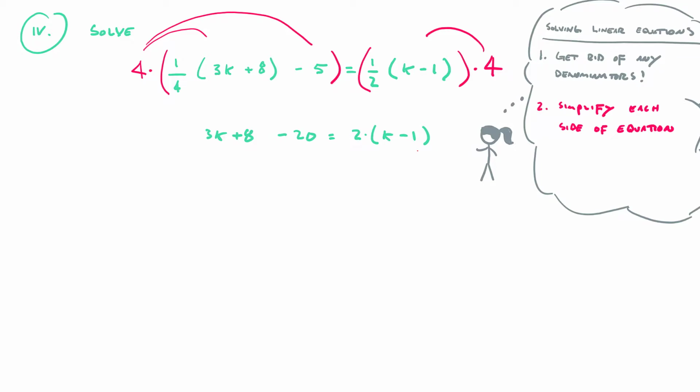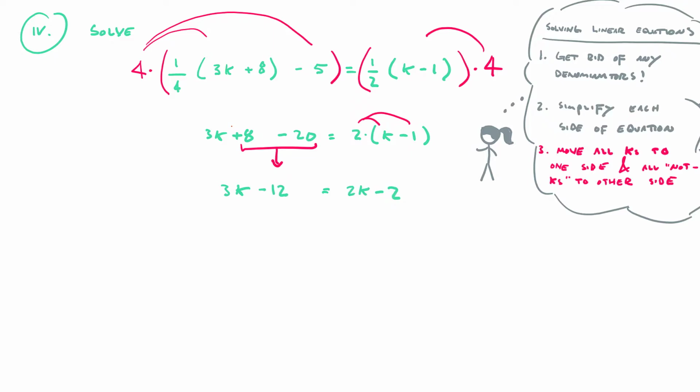But at this point, we're going to simplify each side of the equation. All right, so that means I got rid of the parentheses on this side, and I'll start looking to combine some like terms. And then on the right-hand side, we'll do that distribution. 8 minus 20 is negative 12, and then 2 times the quantity k minus 1 is 2k minus 2 after doing that distribution. So you have 3k minus 12 is equal to 2k minus 2, and then we're in the zone where all we need to do is move all the k's to one side and all the not k's to the other side.